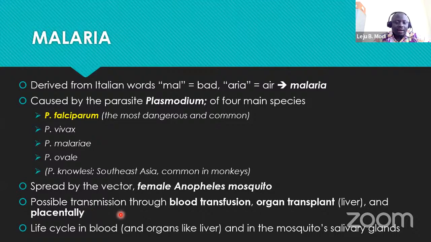As I mentioned, there are stages of the life cycle of the parasite that occur inside the human body, both in the blood and inside liver cells. The reproductive stages happen in the salivary glands of the mosquito. So for the parasite to exist, it needs 2 hosts: the human being for the different stages that exist, and the mosquito for the other stages.